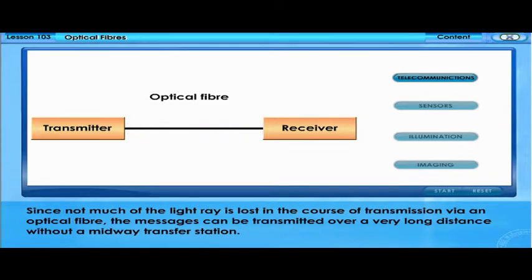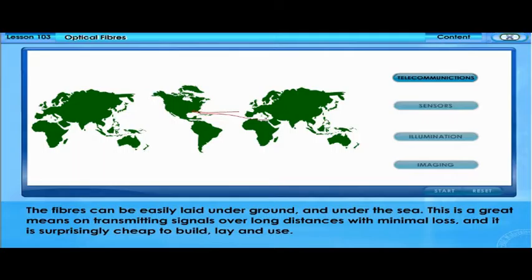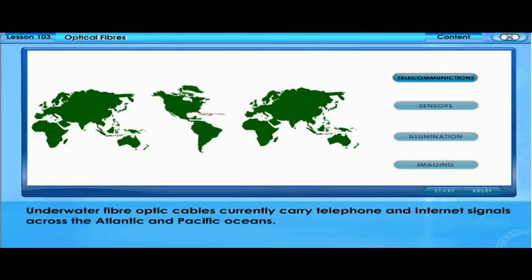Since not much of the light ray is lost in the course of transmission via an optical fiber, the messages can be transmitted over a very long distance without a midway transfer station. The fibers can be easily laid underground and under the sea. This is a great means of transmitting signals over long distances with minimal loss, and it is surprisingly cheap to build, lay, and use. Underwater fiber optic cables currently carry telephone and internet signals across the Atlantic and Pacific Oceans.